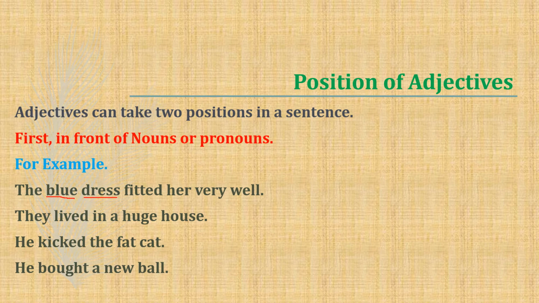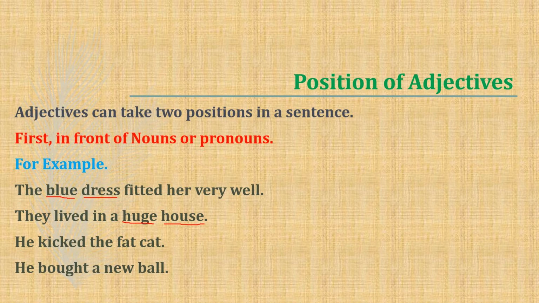The second example, they lived in a huge house. And in this case, house is our noun. Then in front of the noun house, we have huge. And huge in this particular sentence simply means big. So huge is an adjective that is used in front of a noun, house.